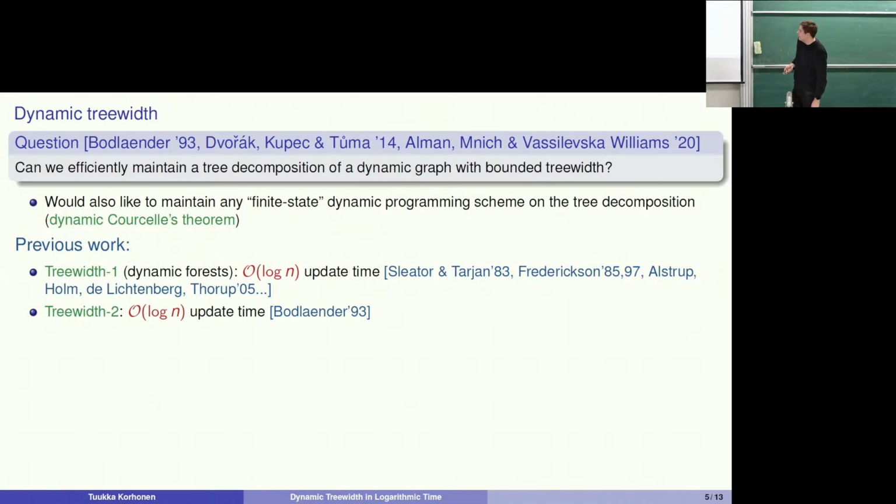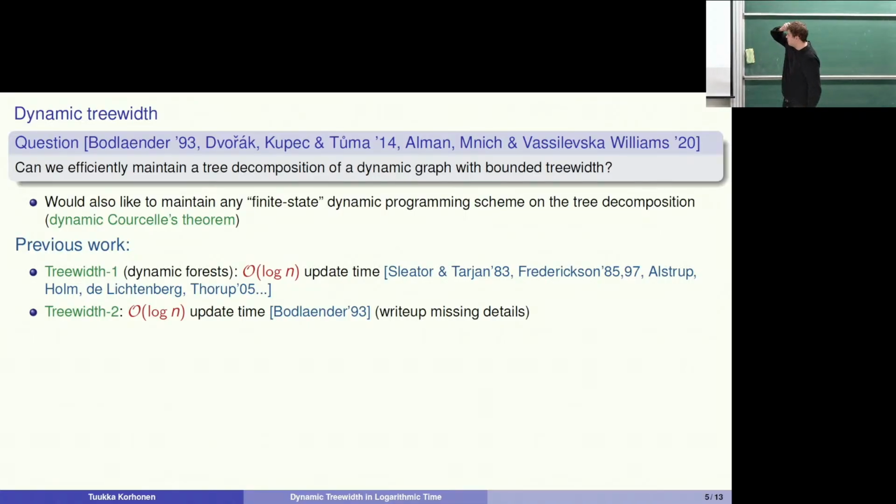Then there is also Bodlaender in the 90s, who did treewidth 2 in logarithmic update time. This maintains a decomposition of width 10 or something, but I have to mention that this was a conference paper, and the full version never came, and it's missing some details, so it's not clear if this counts. Which conference was this? WG.